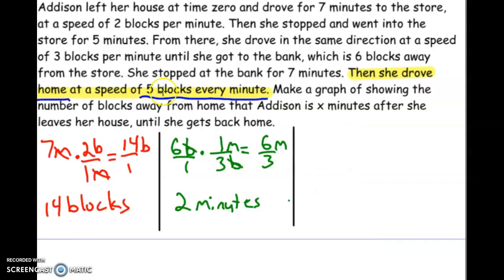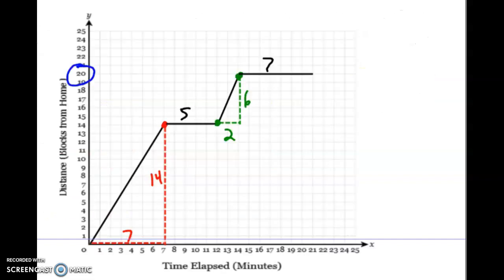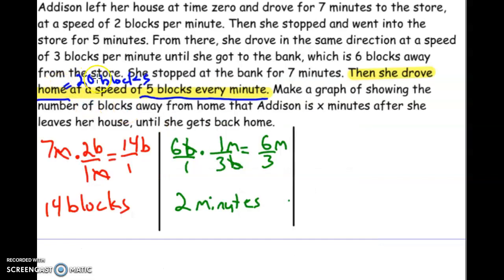And then the final part is she drove home at a speed of 5 blocks every minute. We know the rate is 5 blocks every minute, but how many blocks is she going? How much time is it? You don't even know, but you do. Let me show you how. If we go back to the graph, we know that she's 20 blocks away from home. If she's 20 blocks away from home and she's going home, then we know she has to travel 20 blocks. So the home equals 20 blocks.